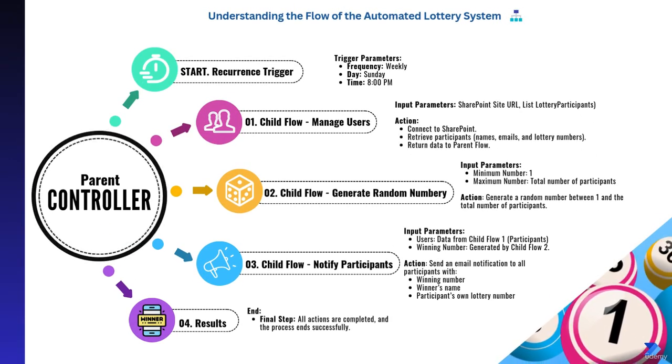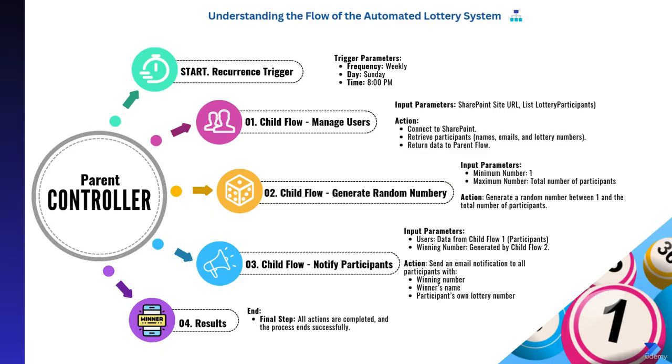By breaking the process down into smaller, manageable child flows, the entire process becomes more organized and efficient. The parent flow acts as the conductor, orchestrating the flow of operations without being bogged down by the details. Each child flow handles one specific task, ensuring that everything is done in a streamlined and efficient manner.